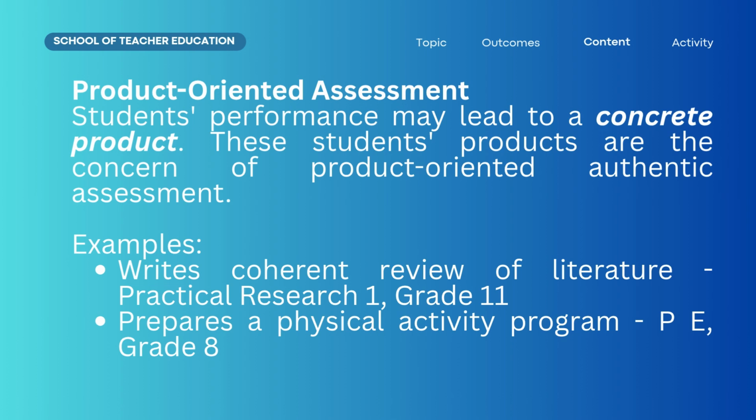For product assessment, this is more of a concrete product. That means it could be either a soft copy or a big replica or, for example, a capstone project. An example here is writes a coherent review of literature. Here, the output is the literature review itself. Or it could be prepares a physical activity program for physical education in grade 8.